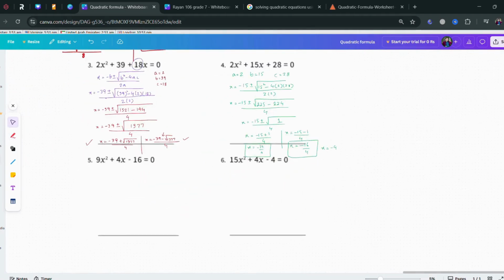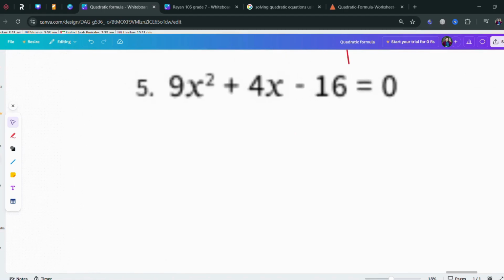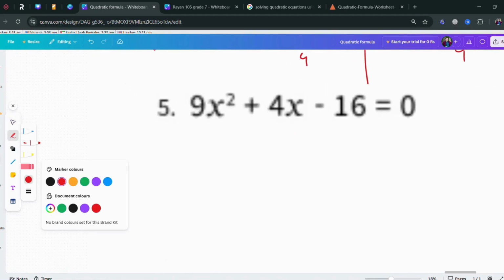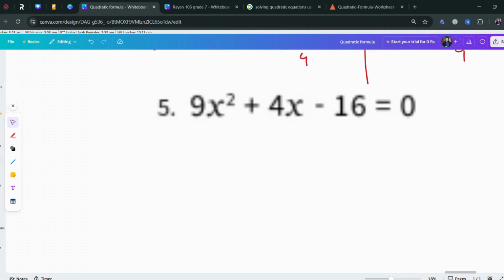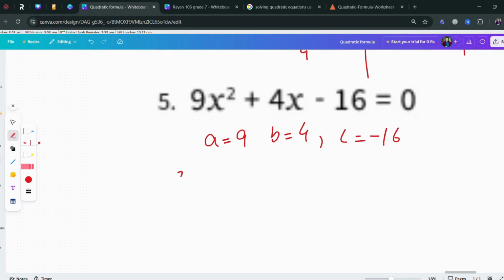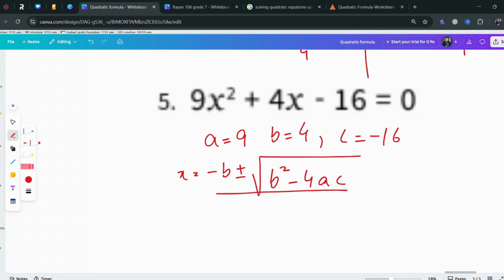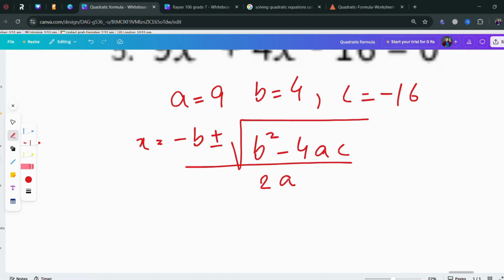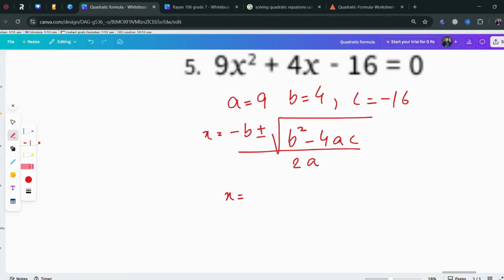Now I'm going to be moving towards the last two questions. For this one, as you can see, a is equivalent to 9, b is equivalent to 4, c is equivalent to minus 16. So I'm going to put them all into the quadratic formula. I'm writing it down one more time in case you guys are confused. All of it divided by 2a. Now I'll be putting all the values into the quadratic formula.